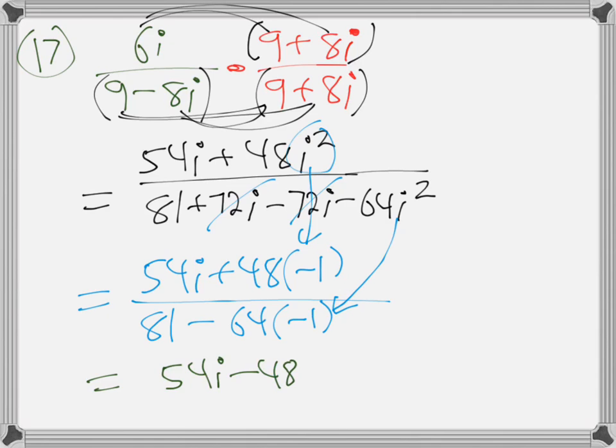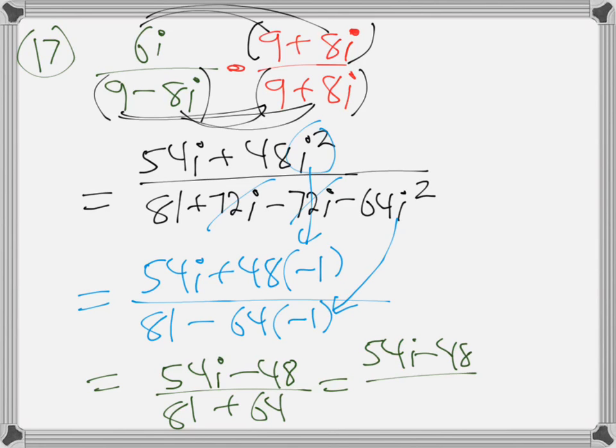So then we get 54i minus 48 over 81 plus 64, which is 54i minus 48 over, what is that? 145? So, get to there, and write that again. Is that good? Everybody good to there? Are we done?